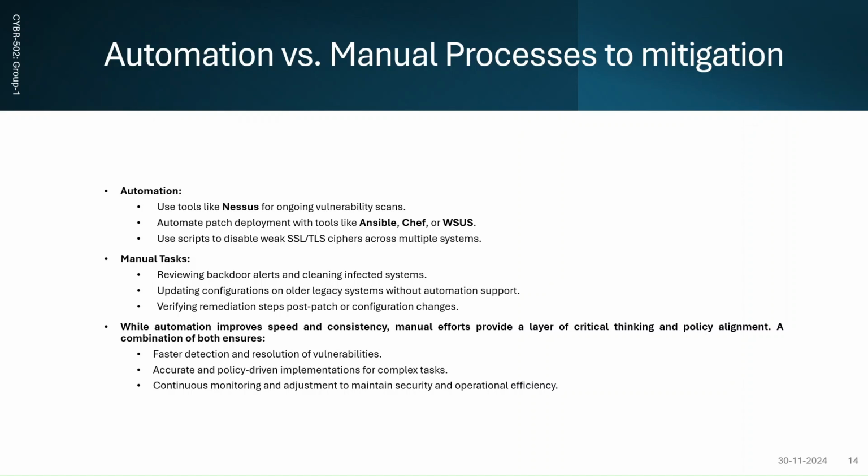Addressing vulnerabilities requires the right balance between automation and manual processes. Automation helps us perform tasks consistently and at scale. Tools like Nessus can run ongoing vulnerability scans, while platforms like Ansible or WSUS automate patch deployments across multiple systems. Even disabling weak SSL/TLS ciphers across systems can be done quickly using scripts. However, some tasks like reviewing backdoor alerts or updating configurations on legacy systems require manual intervention. Critical thinking is key for ensuring these changes align with policies. By combining automation and manual efforts, we achieve speed and accuracy for repetitive tasks while retaining human judgment for complex decisions. This ensures faster detection, policy-driven implementation, and continuous monitoring.